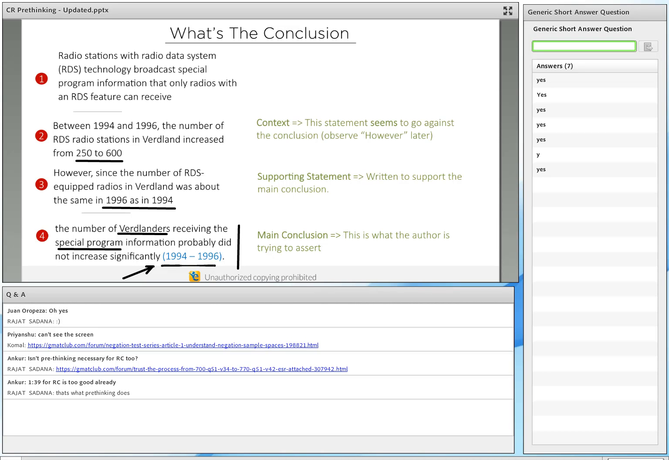And the first statement says that if you want a special program, you need two things. You need radio stations, which are the transmitting stations with RDS technologies, and you need receiving radios, which people have with the RDS features. Is the argument clear to you? So essentially, if you want to get a special program, you need both things. I need a radio station that's transmitting with RDS technology, and I need a receiving radio which has the RDS feature in there. Clear? Yes. Can I get a few more yeses just to make sure everyone's clear with this? All right.